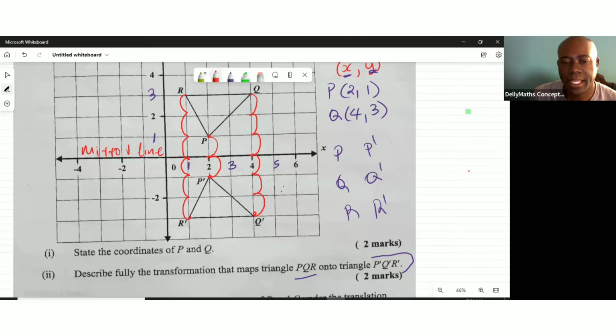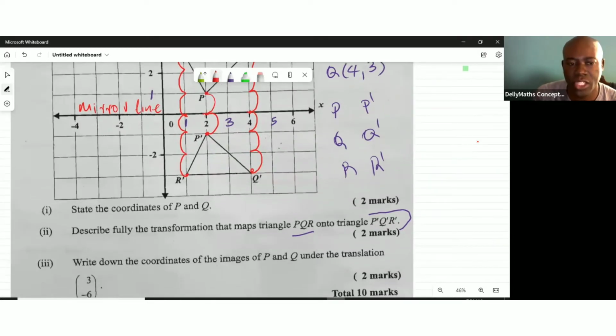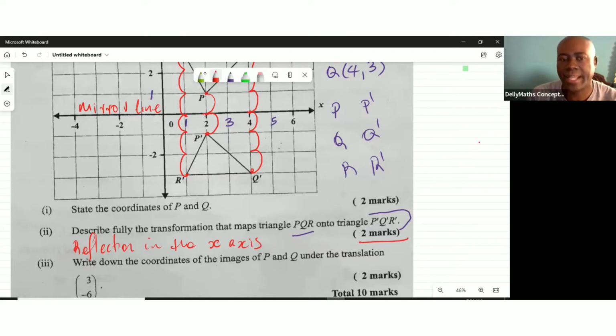So definitely we could see here that the transformation is a reflection. The transformation is a reflection in the x-axis. Right? So it's a reflection in the x-axis, and we have gotten 2 marks to identify that.